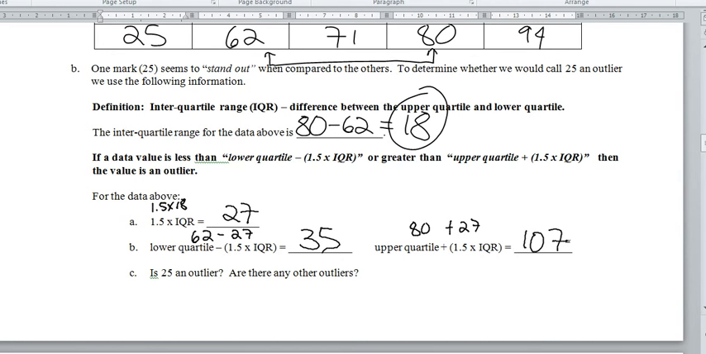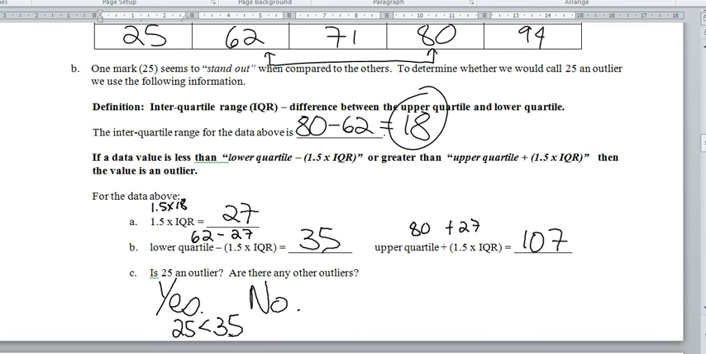So is 25 an outlier? Yes. Are there any other outliers? No. It's just yes or no. Is 25 an outlier? Yes, because 25 is less than 35. And you need to know this, so it's something to keep in mind.